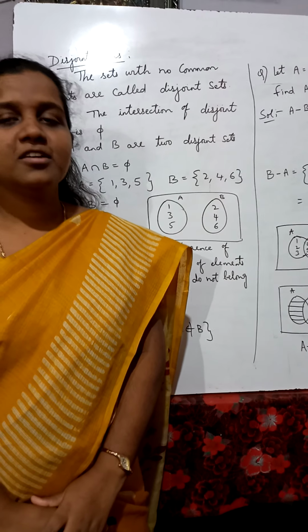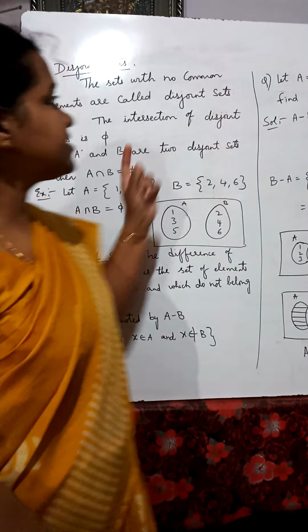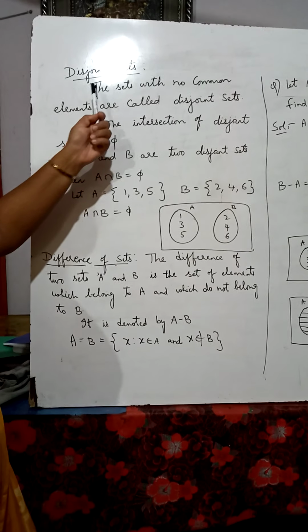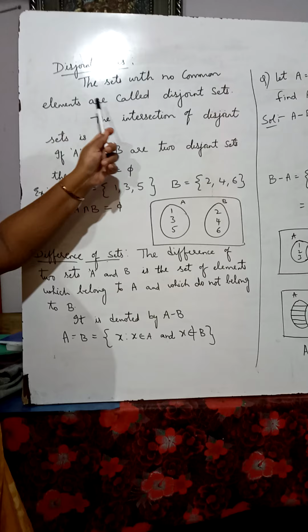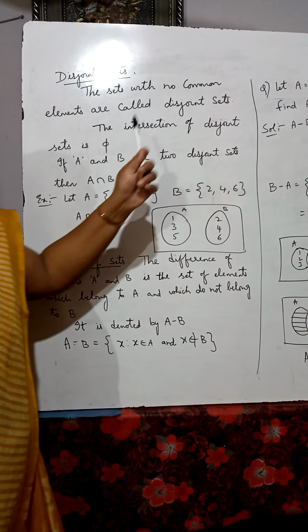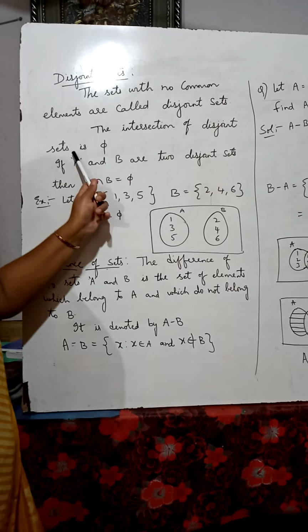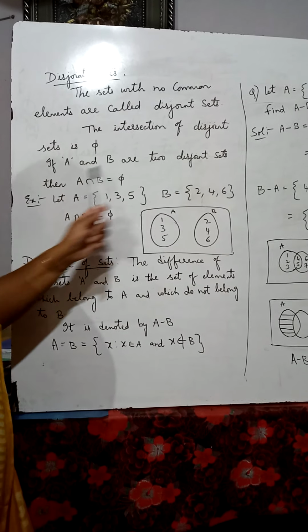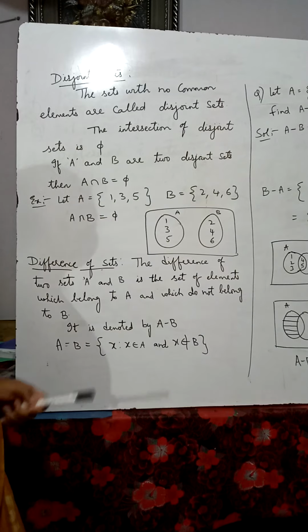Hello children, today we will learn about disjoint sets and difference of two sets. So the sets with no common elements are called disjoint sets. The intersection of disjoint sets is the empty set. If A and B are any two disjoint sets, then A intersection B is equal to the empty set.